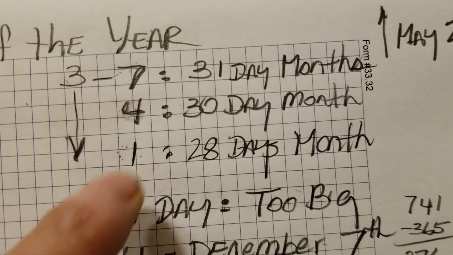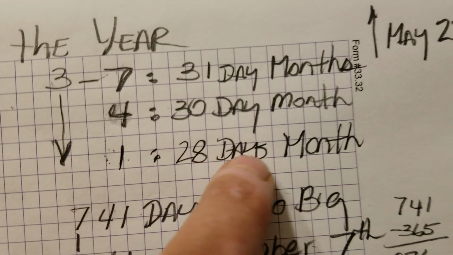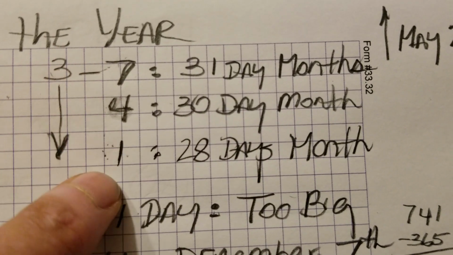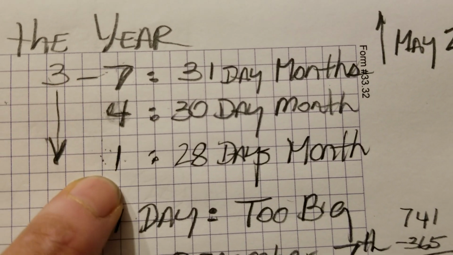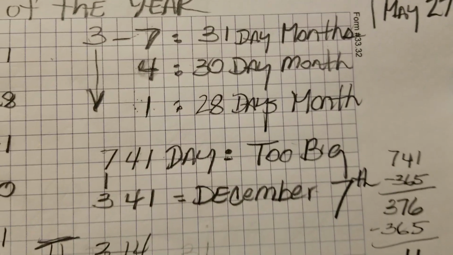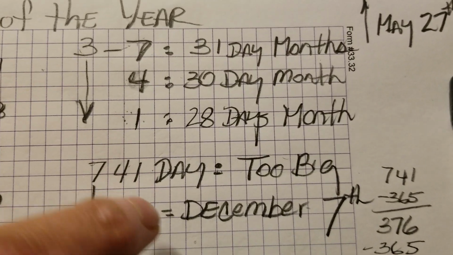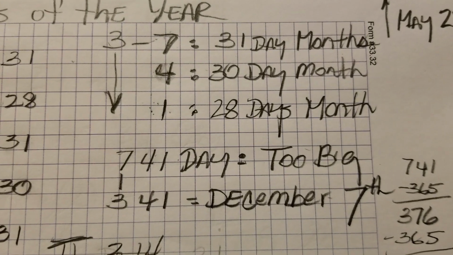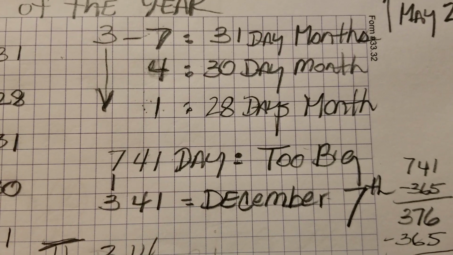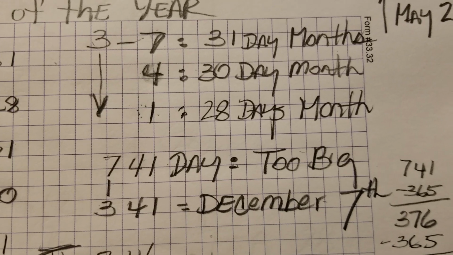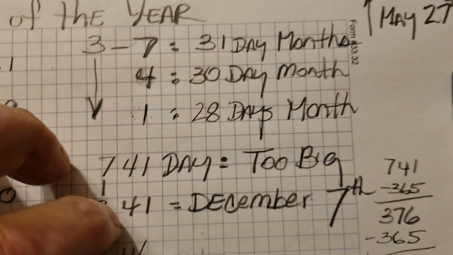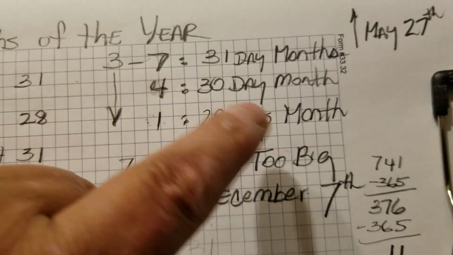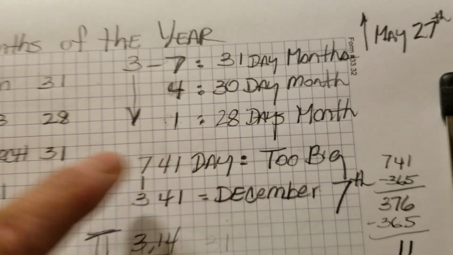Which months have 31? How many have 30? And then, of course, one month that only has 28. 741. 341. So even I, not to mention pi, in the design of the months and days, the square root of pi, 3.14, is 1.77. So pi was the focal point in developing our months and days.